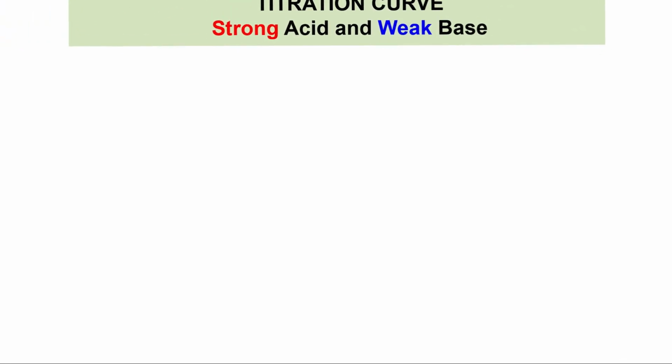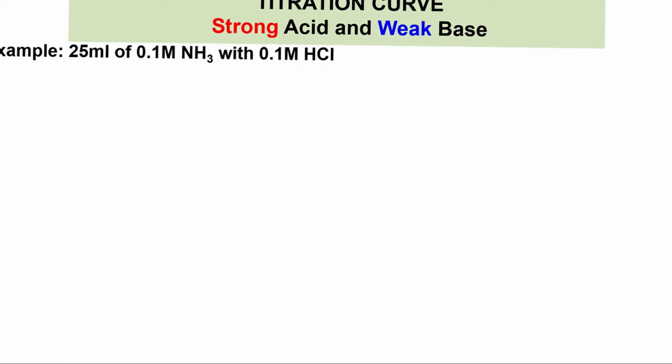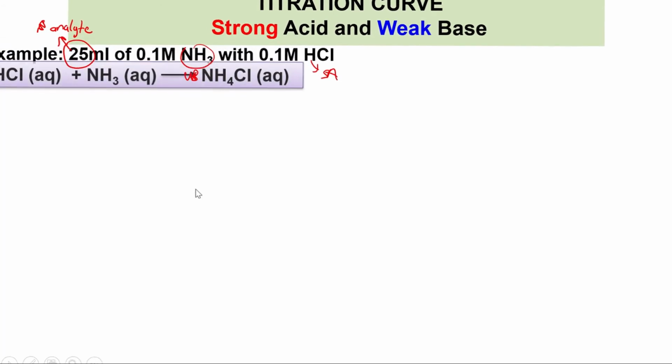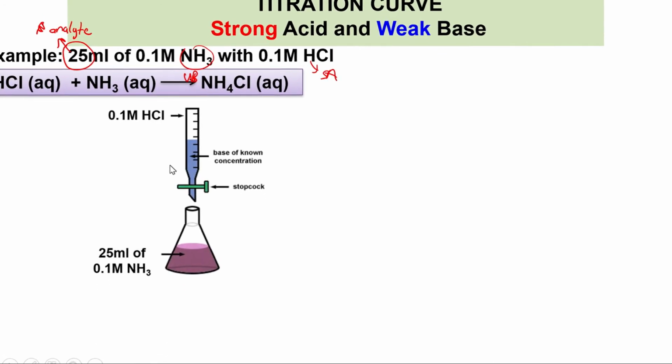So now you need to sketch the titration curve for a strong acid and a weak base. For example, given 25 ml of 0.1 molar ammonia. Ammonia is a weak base. HCl is a strong acid. So now given the volume, that means this is the solution inside the conical flask. Therefore, initially it is going to be the analyte. Right, so if you cannot visualize, you may draw first, in order to avoid any mistake. So as I said earlier, the analyte is going to be the ammonia. Meanwhile, HCl is going to be the titrant.